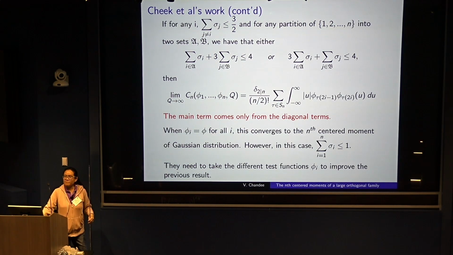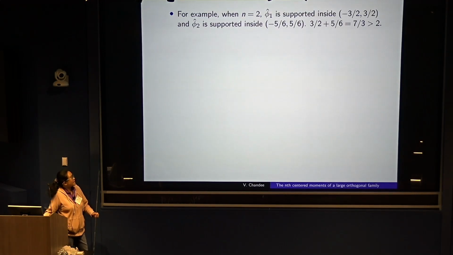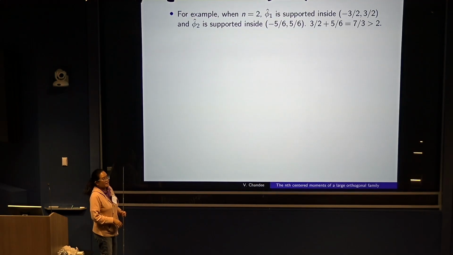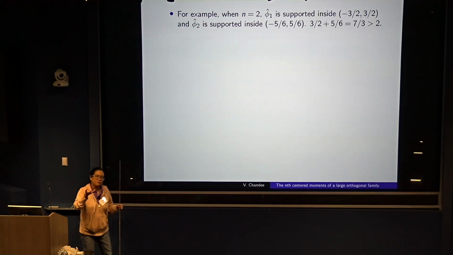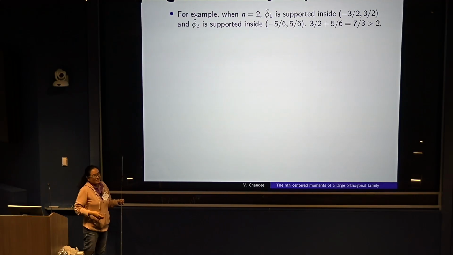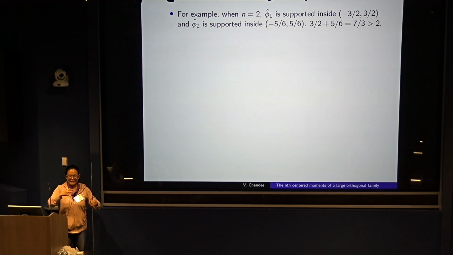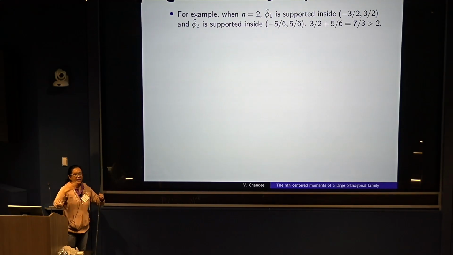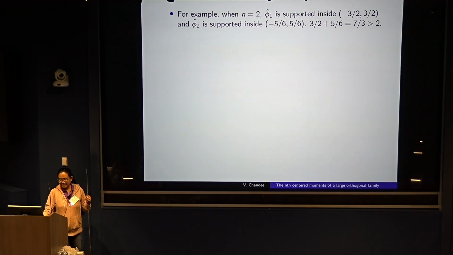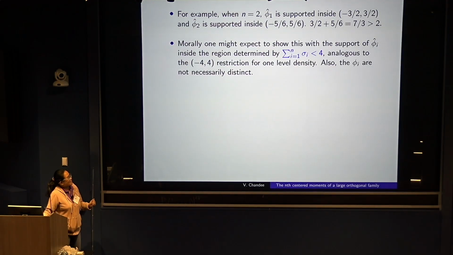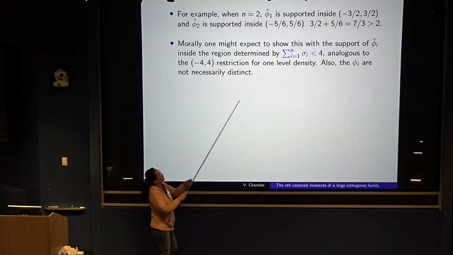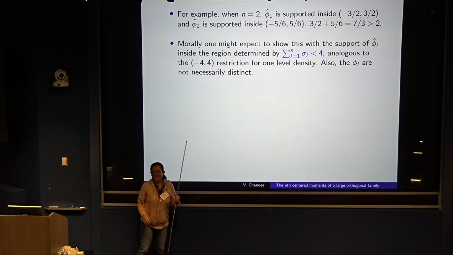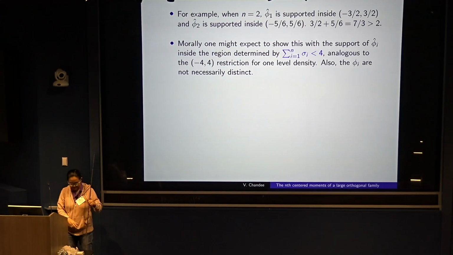For example, when n equals 2, they take the support of phi 1 to go from minus 3/2 to 3/2, and the support of phi 2 from minus 5/6 to 5/6. You can add them up, and you get that it's greater than 2. So they extend the support that way, and phi I needs to be different. But morally, we expect something simpler than that. You want the support to just go up to 4, and not more than this type of condition.